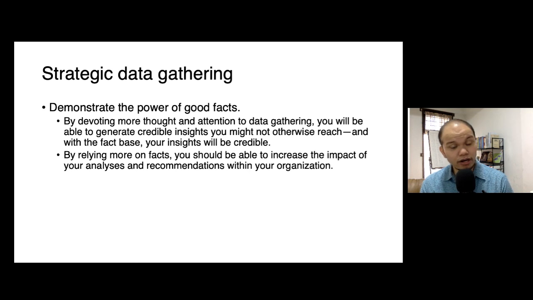Okay, but it's required. Required in the sense that if you really want to perform well as a consultant, then you have to put in the effort. You have to put in the hard work to collect data. And if you think about it, that's just the start. We haven't really talked about the other things that you'll need to do as a consultant. Okay? And by relying more on facts, you should be able to increase the impact of your analysis and recommendations within your organization.